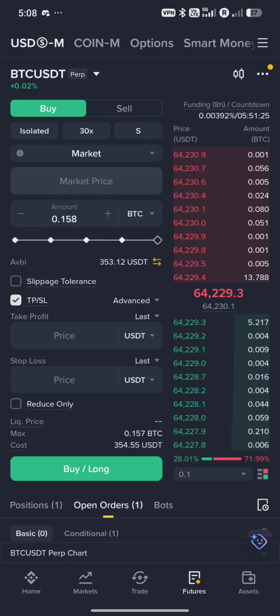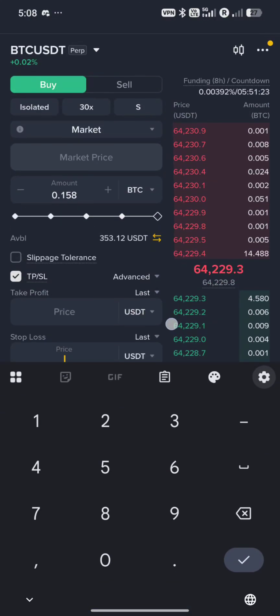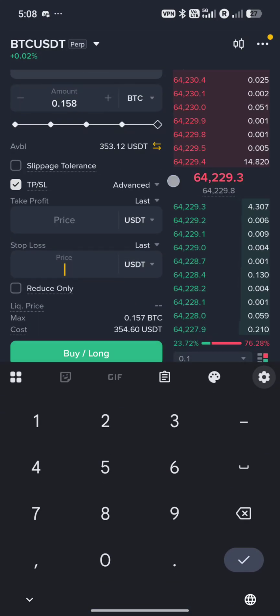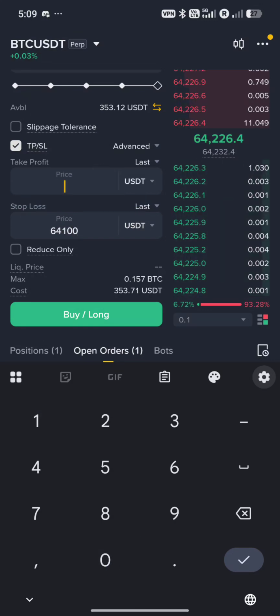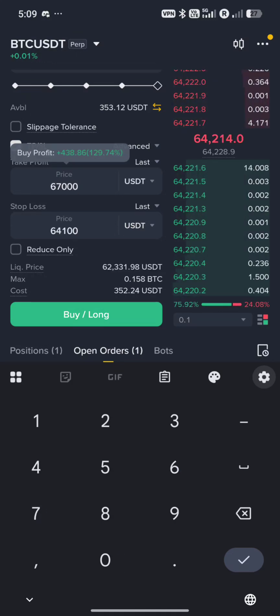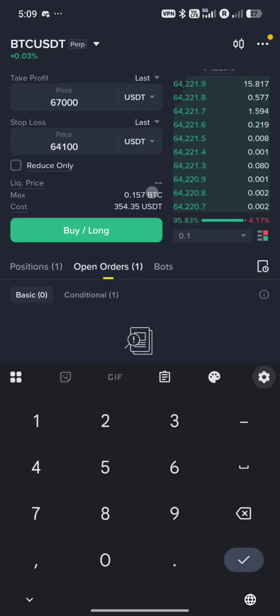So if you are setting a stop loss, let me use this current price. I'm putting market price. Okay, let's say 60,000. Let's see how much I'm going to lose. That's a lot of money. Let's say 64,000. You can see I'm going to be losing minus $36. Let me say 34,200. I'll be losing 34,100. I'll be losing $20. So then let's say my take profit is 67,000. I'll be gaining $437, $438. So if I'm okay with that, then I will click on buy.